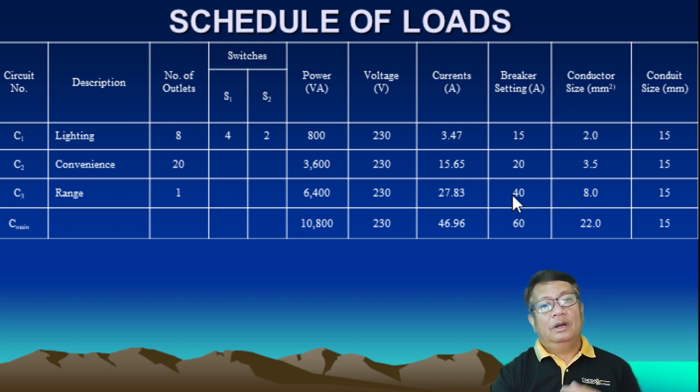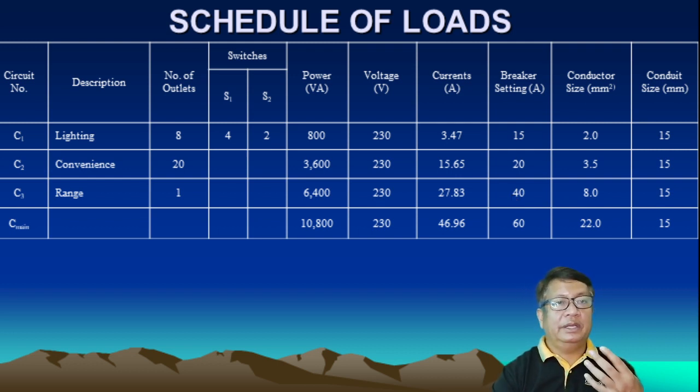So what will be the next breaker setting? It is 40 amperes. For the 40 ampere circuit breaker, you can use this. That is the next breaker setting capacity to protect our electric range. So that is why we will use 40 rather than 30 ampere.